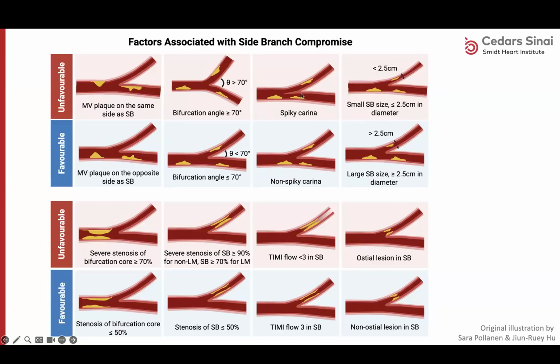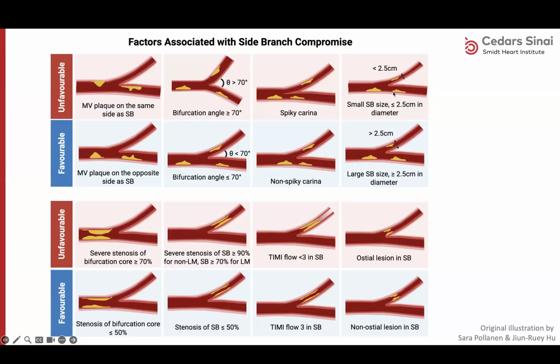Spiky carina. A sharply pointed carina, which is the central ridge between the main vessel and side branch, identified in imaging such as OCT or IVUS, indicates unstable geometry. Main vessel stenting can displace this structure into the side branch, contributing to compromise or occlusion. A small side branch size: side branches with a diameter less than 2.5 centimeters are more vulnerable to compromise.